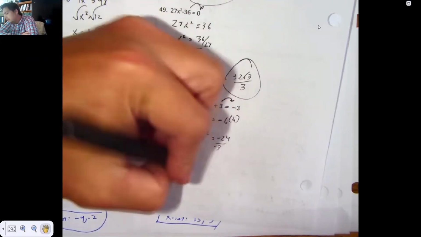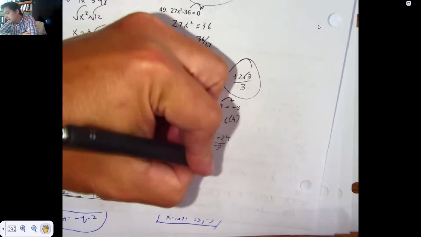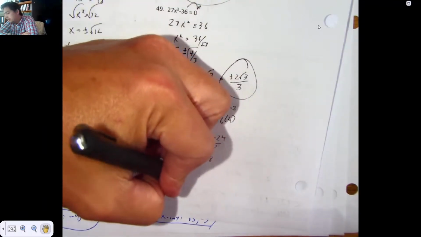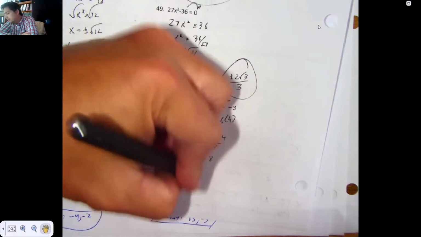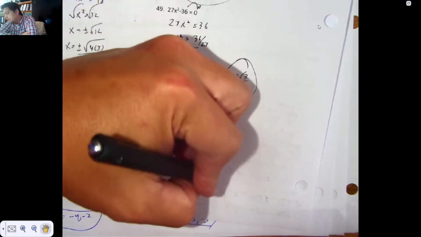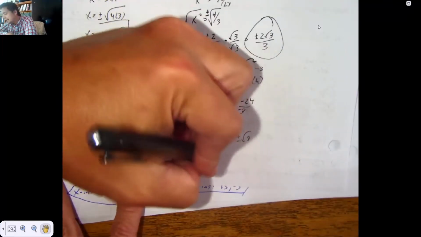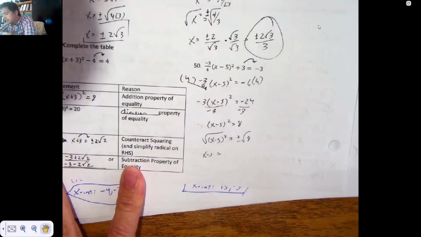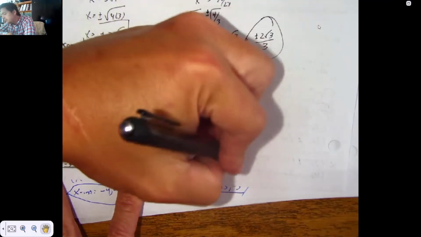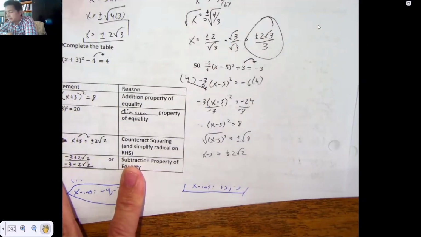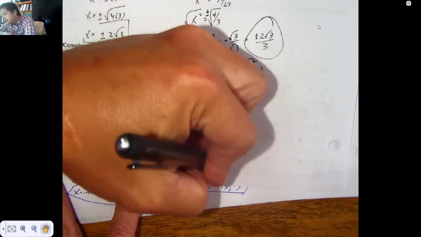Cancellation. Negative 3 times x minus 5 squared is negative 24. Divide out my negative 3. X minus 5 all squared is now 8. Oh, it's an 8. Counteract squaring by square rooting. The square root of something squared is the content inside. We already know the square root of 8 simplifies as plus or minus 2 root 2 because we just did the previous number 50. And then we're going to add 5.